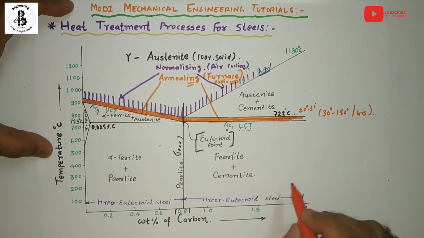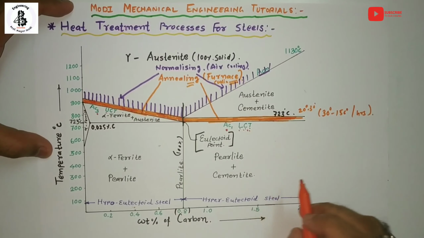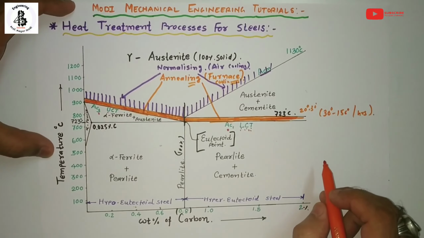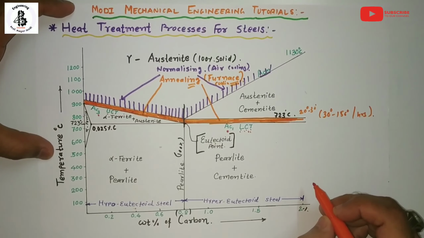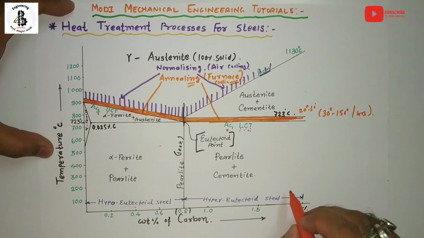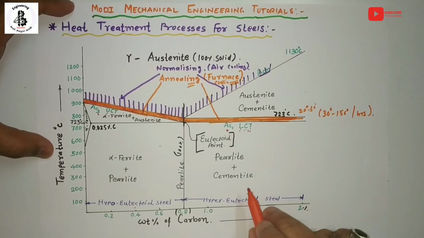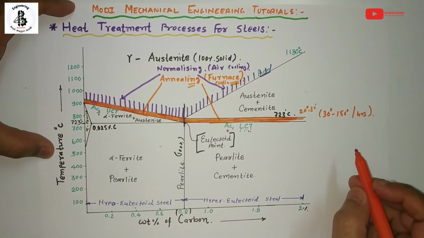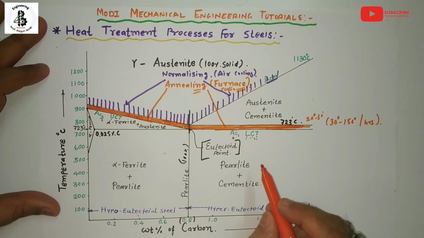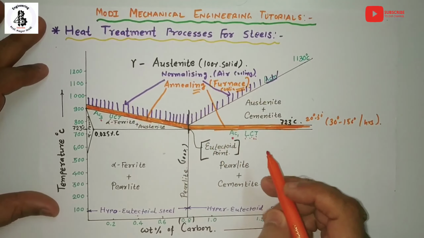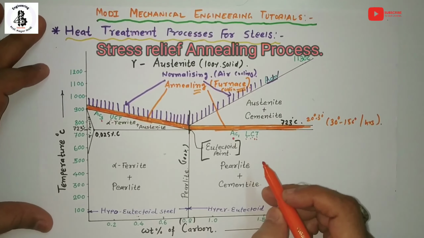The basic objectives of this annealing process are to soften the steel, relieve the internal stresses, reduce the structural inhomogeneity, refine the grain size, improve the machinability, and increase the ductility and toughness. Now we will discuss a sub part of the annealing process, and that is stress relief annealing.